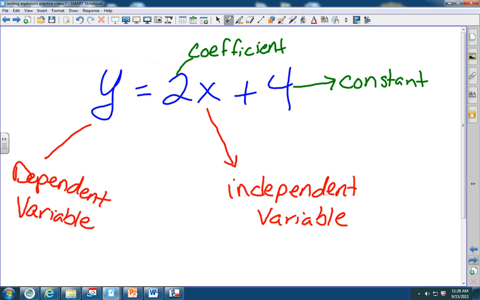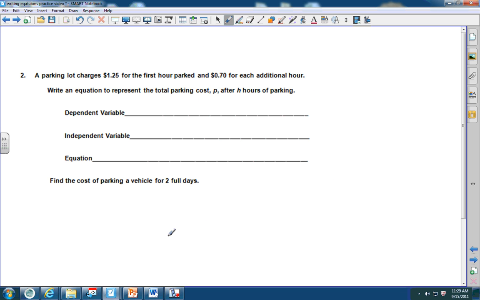The next one, well, not that one. We already talked about that. Pause the video, come back and see if you got the answers right. Here it talks about a parking lot that is $1.25 for the first hour. It's 70 cents for each additional hour. First off, we need to write the equation, and then we have our variables, P and H.